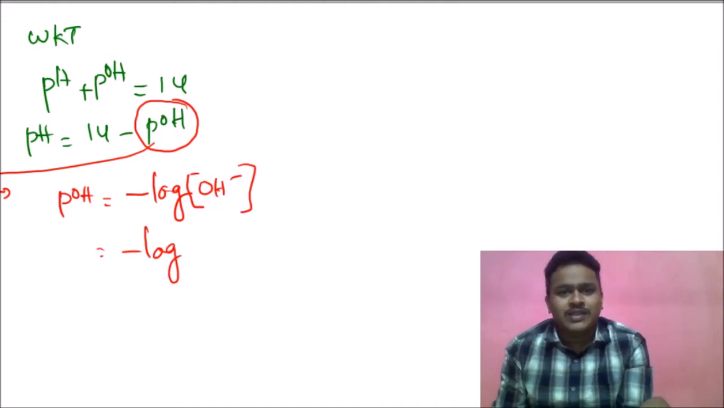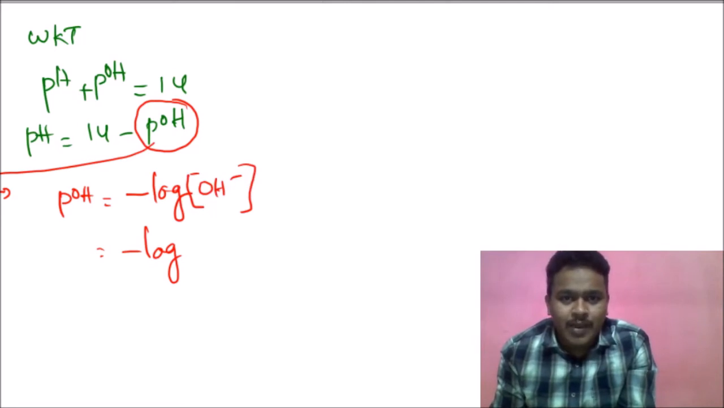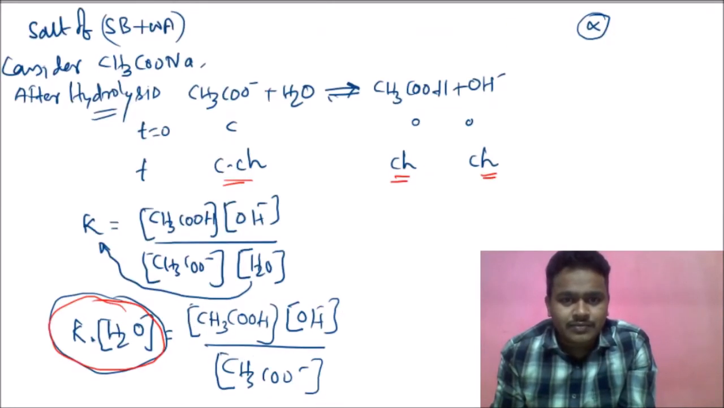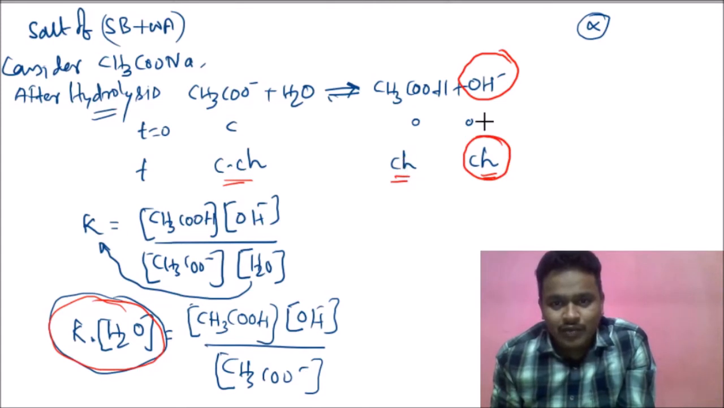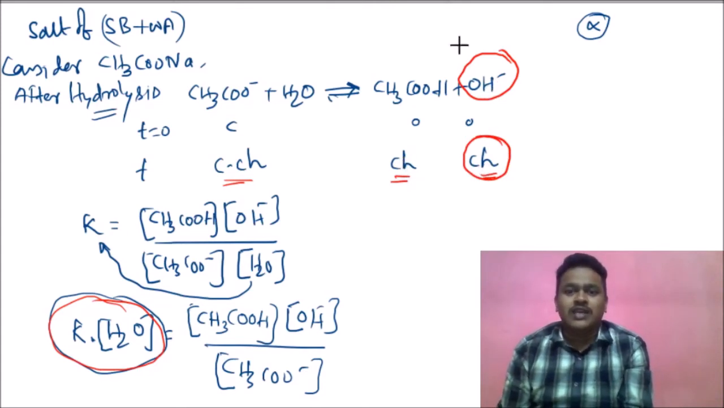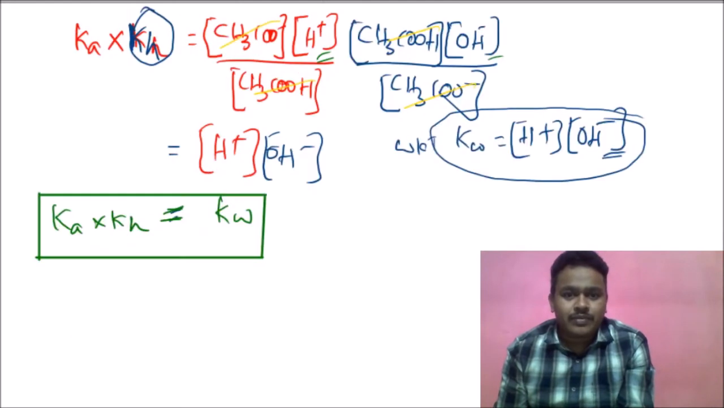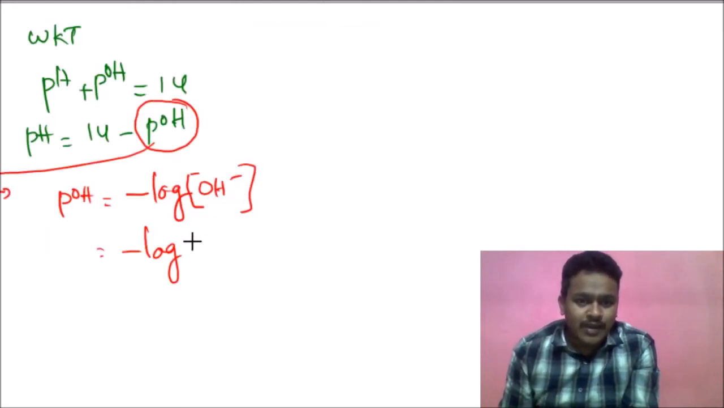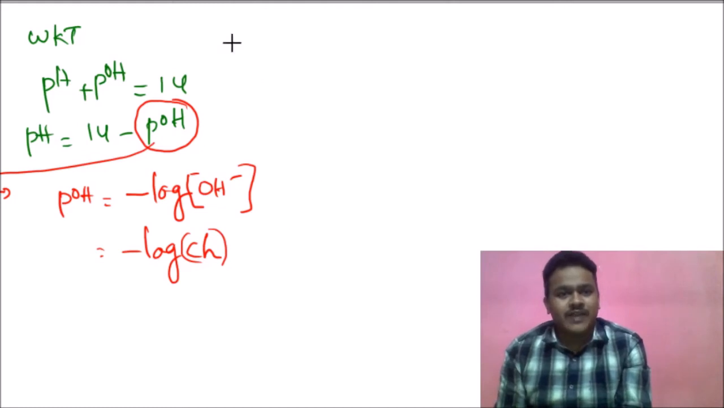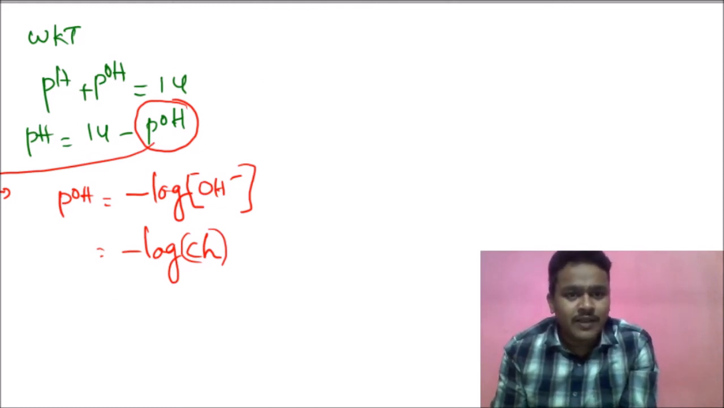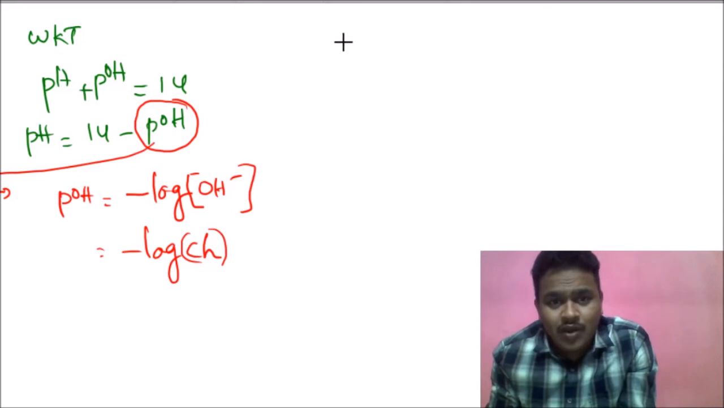What is the OH minus concentration? Again I am going back. Where is OH minus? Here is the OH minus. OH minus ion is equal to Ch. Correct or not? Just wait, we will derive another way. Ch: what we know already, what we derived in the last videos?